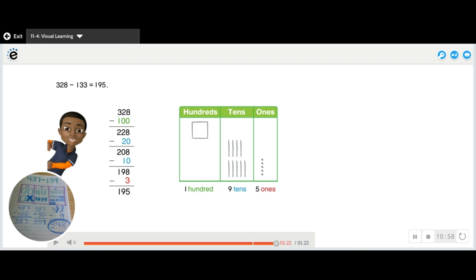Well, then they had to regroup and borrow 100 flat and turn it into 10 tens. So then, once they were able to do that, they could take that extra 10 away that was left over that we didn't get to take away originally, right? Because there were only two tens. So they took that extra 10 away that they needed to take, and that gave us 198. And then they went on to subtract their ones. And you take 3 away from 8, that leaves you with 195.